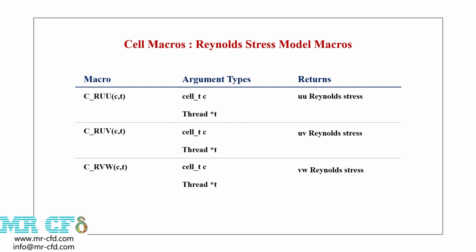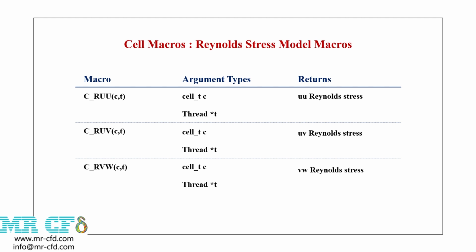Here we present another group of macros related to the Reynolds stress values in turbulence models. These values are provided in SI units. Let's examine a few examples of these macros. For instance, the CRUU macro is equivalent to the Reynolds stress term in the form of UU, velocity in the x direction multiplied by velocity in the x direction.